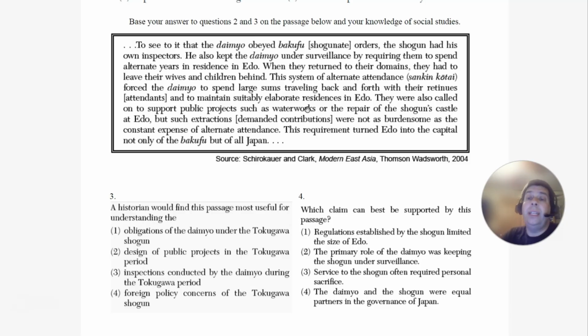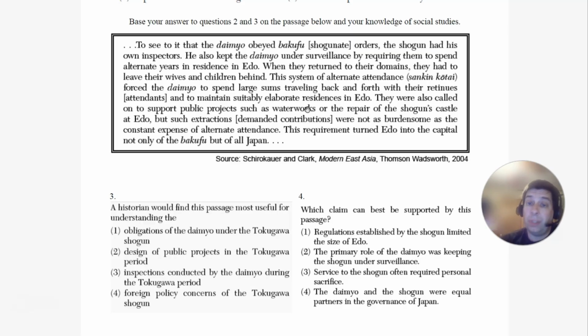This requirement turned Edo into the capital not only of the Bakufu, but of all Japan. So, this historian would find this passage most useful for understanding the obligations of the daimyo under the Tokugawa shogun. Okay, an obligation is like a requirement. That's an obligation. You're obligated to do something.